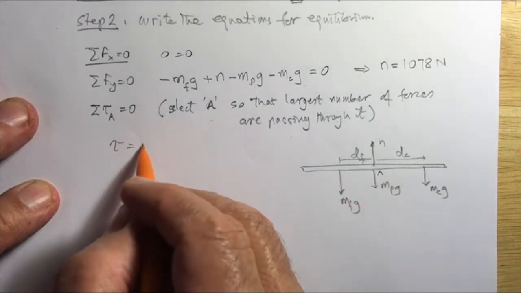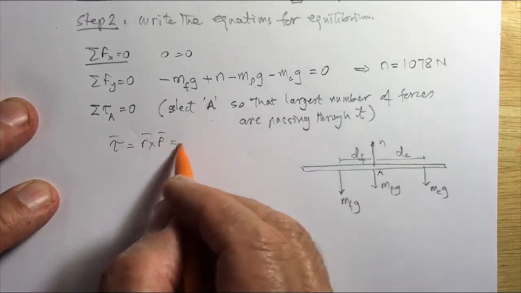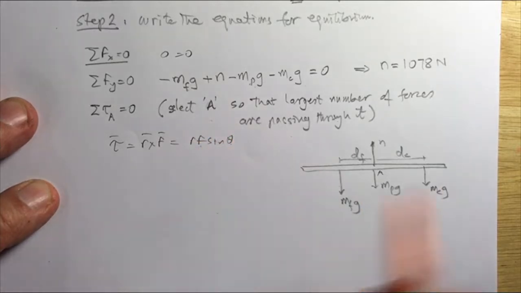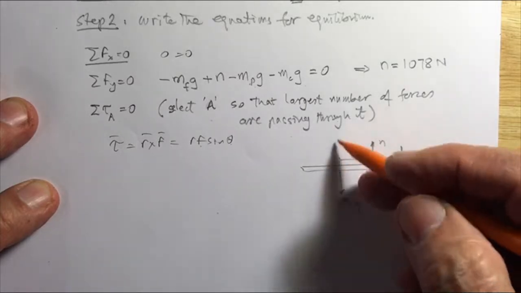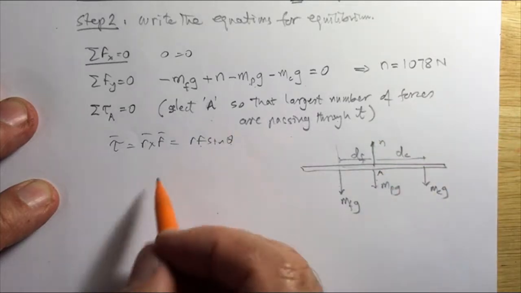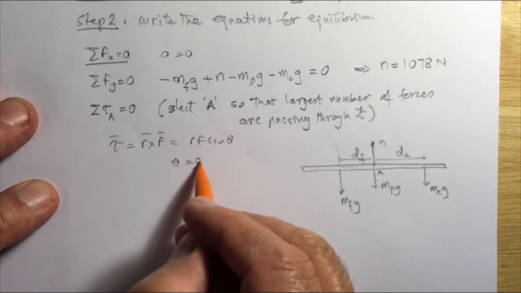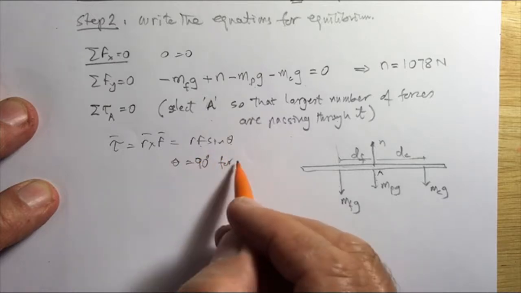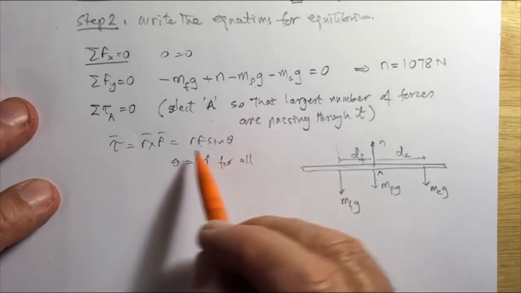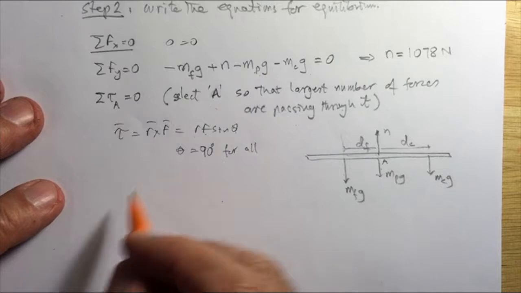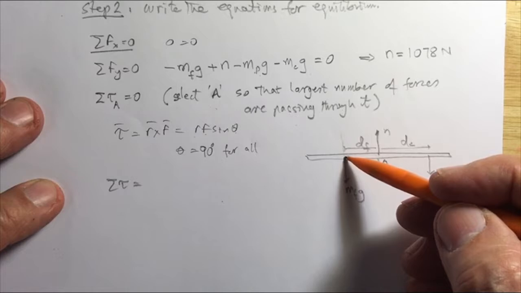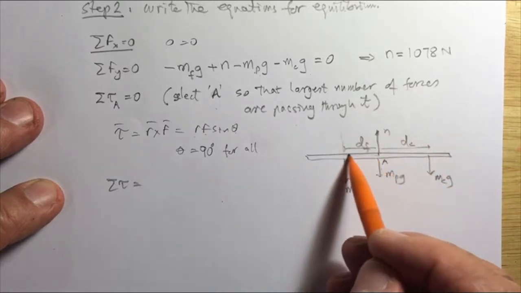And we know the torque is R cross F, which is R F sine theta, and theta is the angle between R and F. So the force is in the y direction and the distance is in the x direction, and that's the same for all of them. So in all cases, in this particular example, theta is 90 degrees for all the torques, and so sine theta is 1, so it's just R F, which makes it much easier. So the sum of the torques is the torque due to this force times this distance.